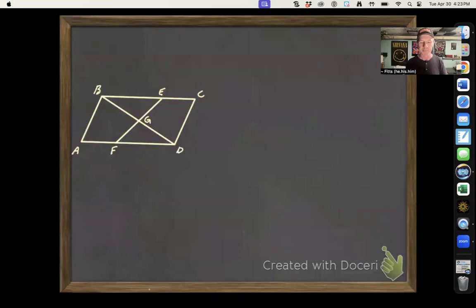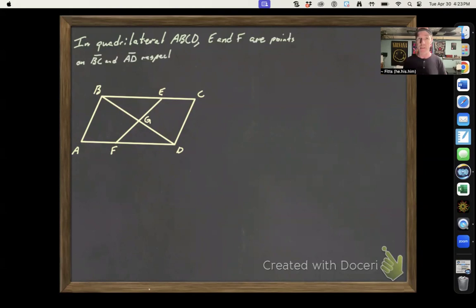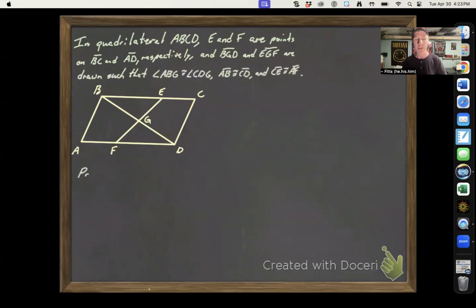What does this say? So this is a quadrilateral proof, and in quadrilateral ABCD, E and F are points, and BC and AD respectively are line segments. And BGD and EGF are line segments drawn such that angle ABG is congruent to angle CDG, and line segment AB is congruent to CD, and CE is congruent to AF. Prove FG is congruent to EG.